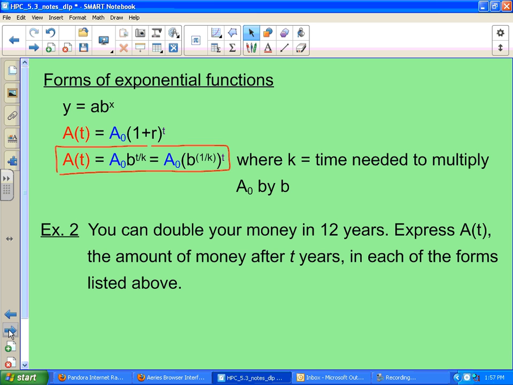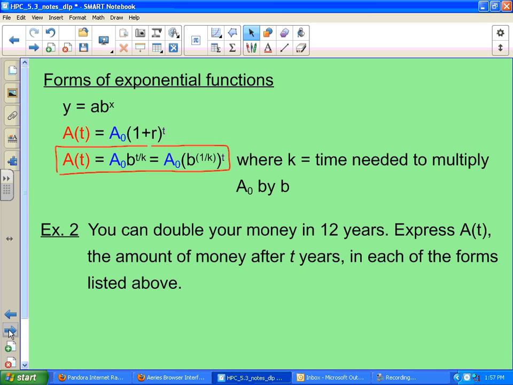So generic y equals A B to the X. Then we developed a little more formal exponential function of A of t equals A sub 0 times 1 plus r to the t. That, remember, could also be 1 minus r if it's decay. And then we go to this, which kind of looks like the one above, the A, B thing, but you've got this t over k. We'll come back and talk about the formula in just a second.